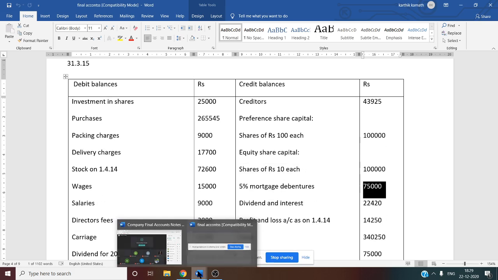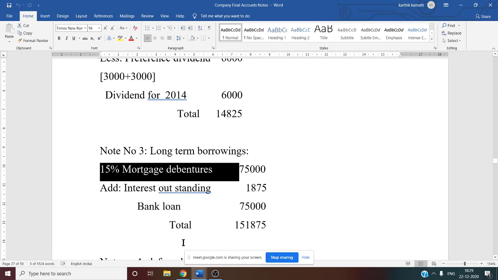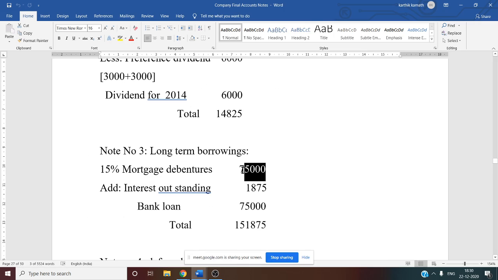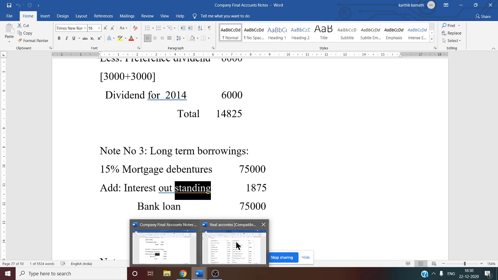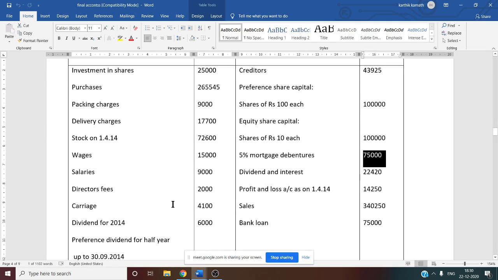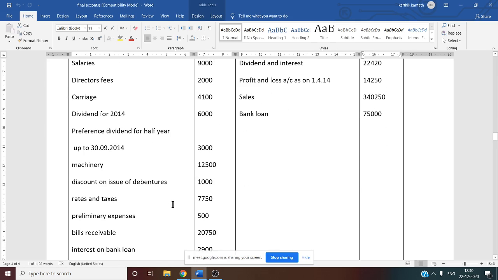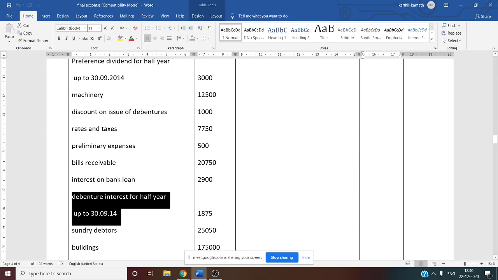Whether it is 15% or 5%, we have to check. How to check? I will tell you now. See this, 75,000. Next one, add interest outstanding. So again we have to see the question. Somewhere the debenture interest is given. See this.